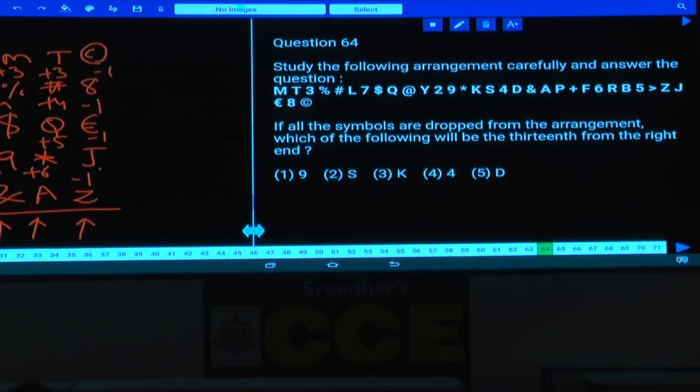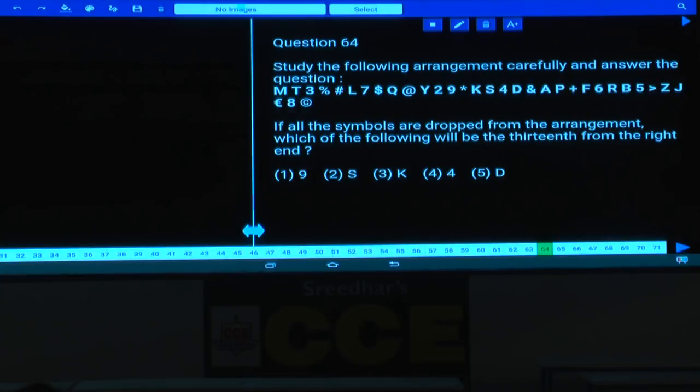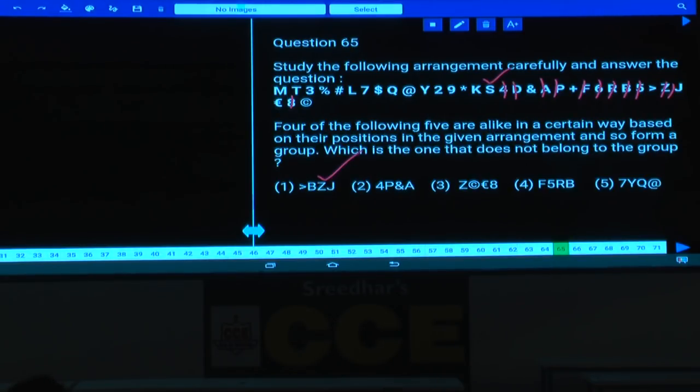Then question number 64. Yes, question number 64, tell me the answer. If all the symbols are dropped from the arrangement, which of the following will be 13th from the right? Now without the symbol, start counting from the right hand side, 13th element. Now 1, 2, 3, 4, 5, 6, 7, 8, 9, 10, 11, 12 and 13. Yes, what is the element here? S. Yes, that is choice 2. 64, choice 2. Then question number 65.